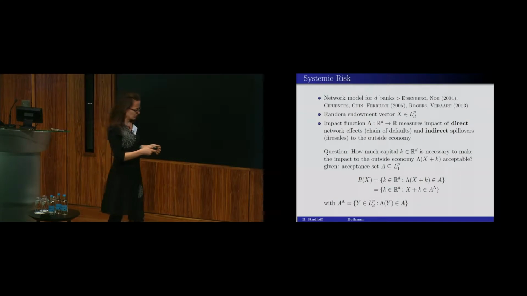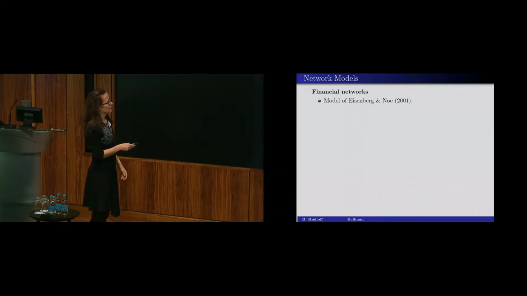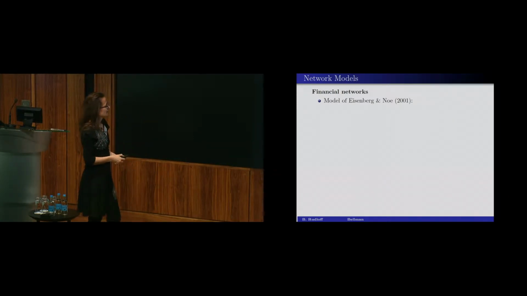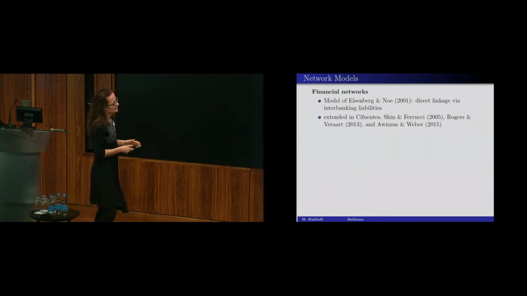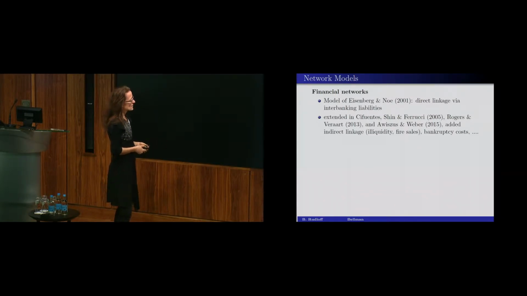So to see this, let's look at the basic framework of Eisenberg-Noe, where I have the banks, and the links between the banks are basically the lending between the banks. So I will look at the direct linkages by the interbank liabilities. As I said, it has been extended in various ways, but here we stick to the basic framework just to see what an example of this lambda function could be.